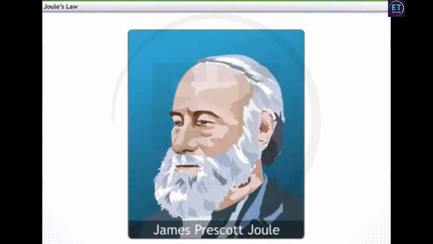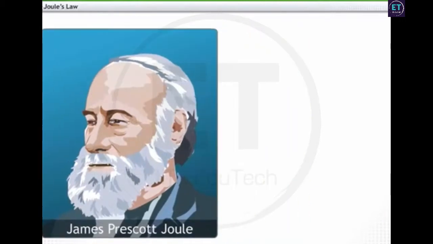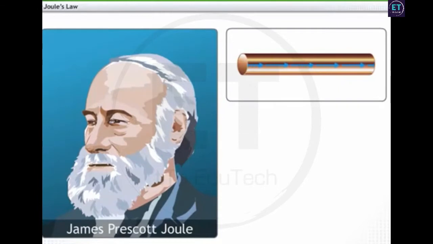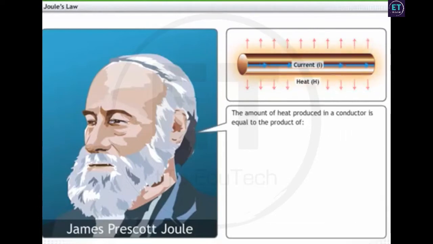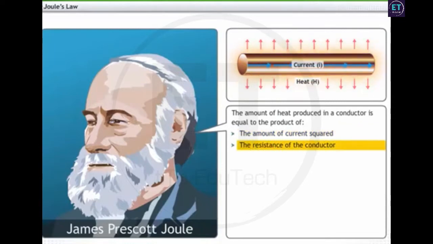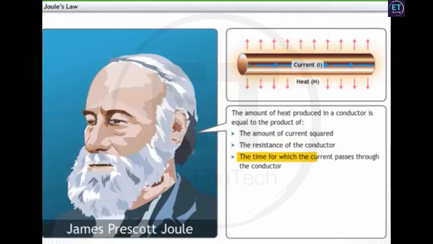James Prescott Joule, a British physicist, expressed the relationship between the heat generated in a conductor and the amount of current flowing through it. This relationship is popularly known as Joule's law or Joule effect. Joule's law states that the amount of heat produced in a conductor is equal to the product of the amount of current squared, the resistance of the conductor, and the time for which the current passes through the conductor.